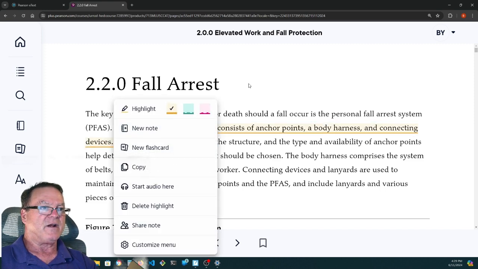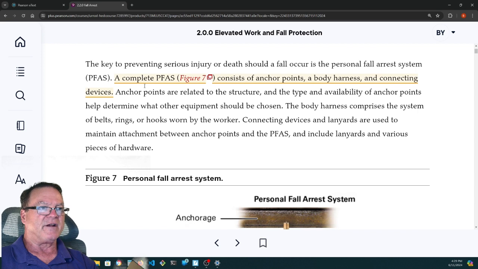That should be highlighted. I wonder why some of these highlights are not highlighted. Anchor points are related to the structure, and the type and availability of anchor points help determine what other equipment should be chosen. The body harness comprises the system of belts, rings, and hooks worn by the worker. Connecting devices and lanyards are used to maintain attachment between the anchor point and the personal fall arrest system and include lanyards and various pieces of hardware.